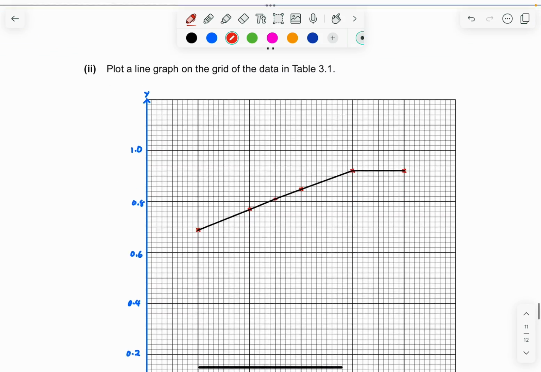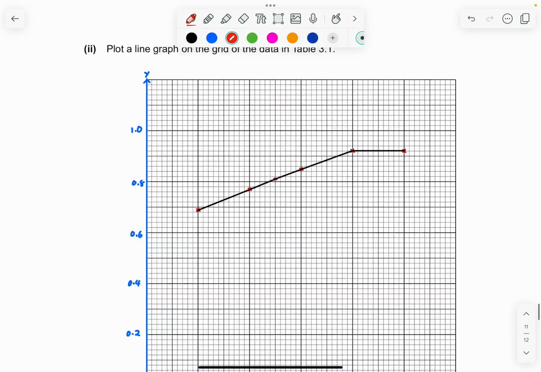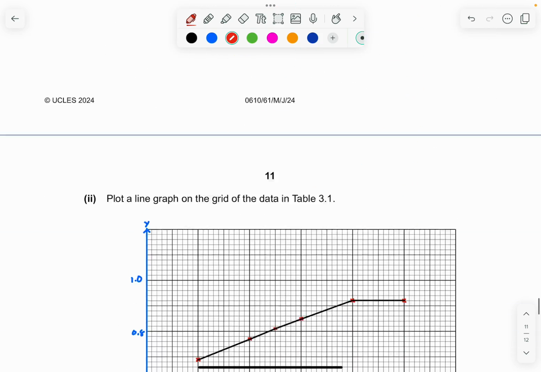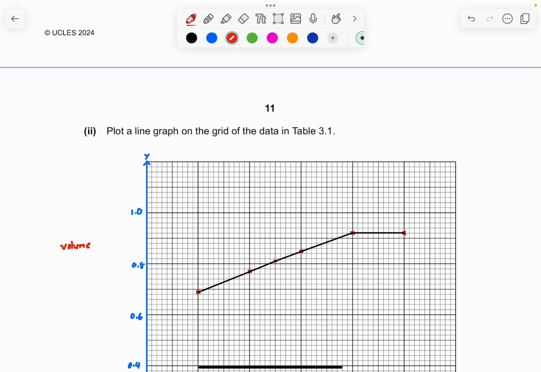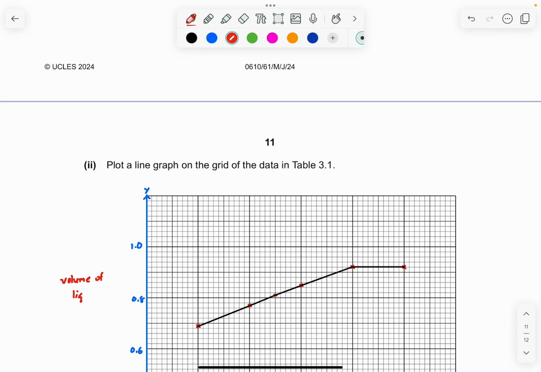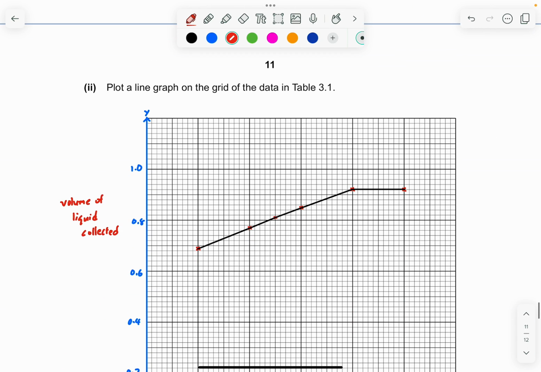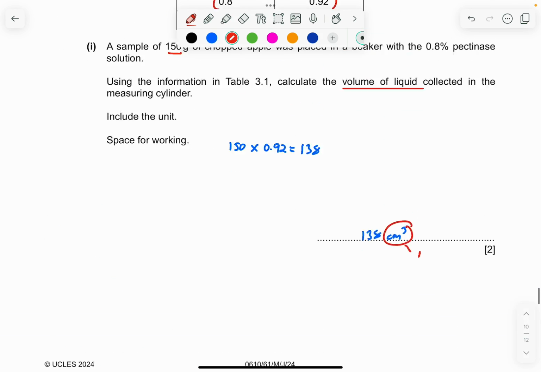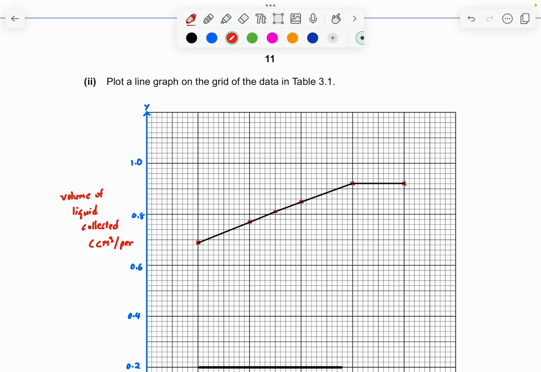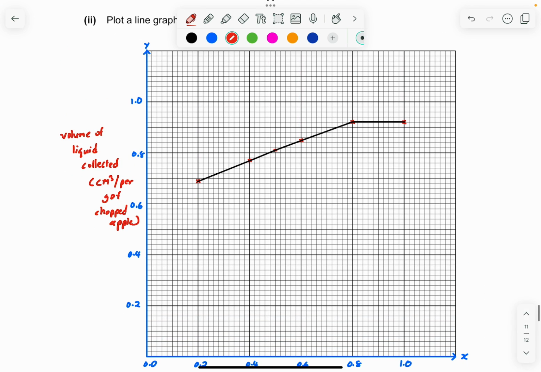Now you have to plot the line graph on the grid of the data in table 3.1. So this is all of your axes and plots. So I've already labelled something here, which is to put volume of liquid collected. This is at centimeter cube. Okay, so centimeter cube. You can also put per gram of chopped apple. Okay, so just basically add this, and then your line should look like this.